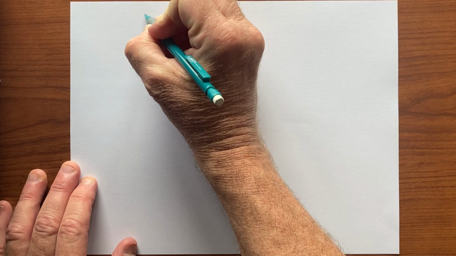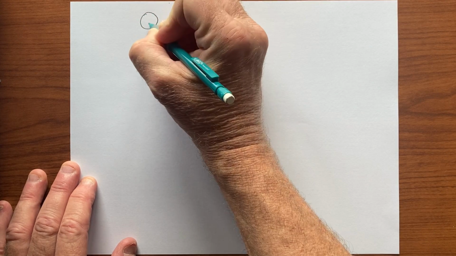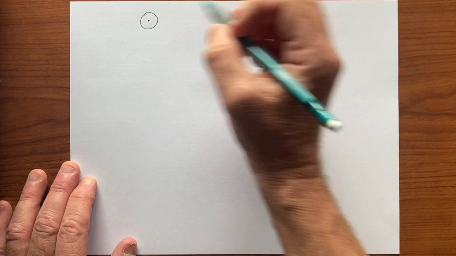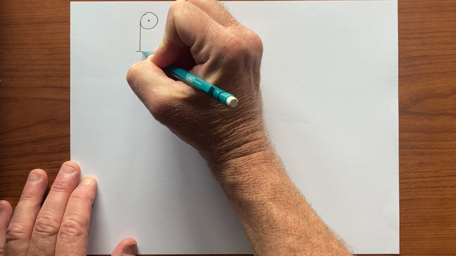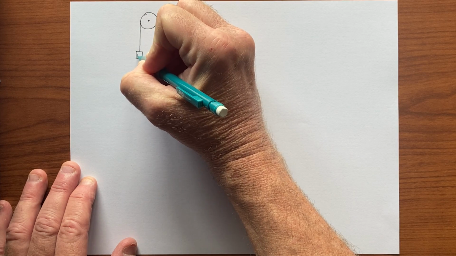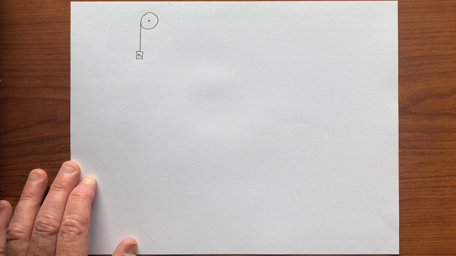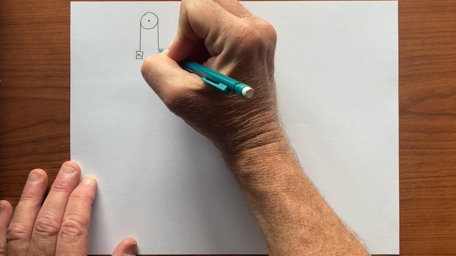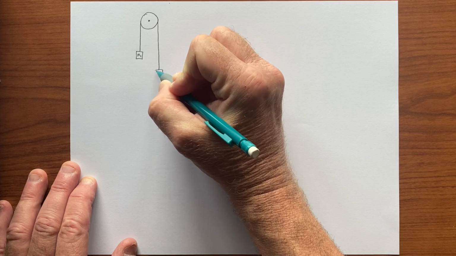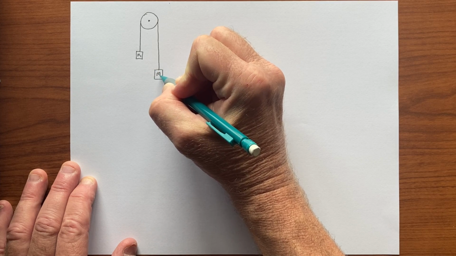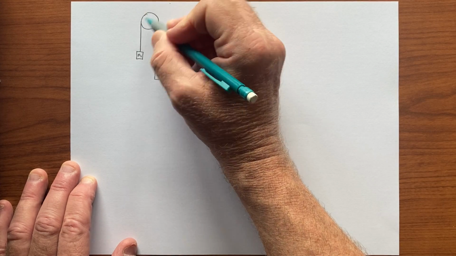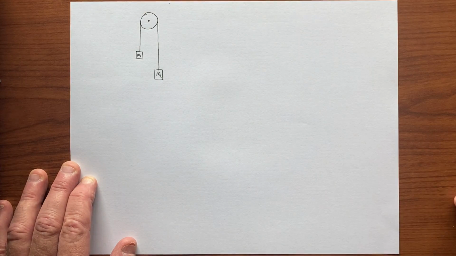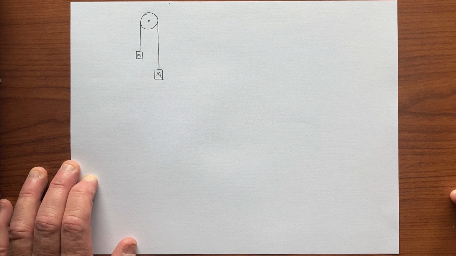Let's consider a system with a pulley, and the pulley is frictionless. Let's attach two objects, of mass m1 to one side and of mass m2 to the other side, and there's no friction, so the string can just slide, and there's negligible mass in the string. And let's find the acceleration.